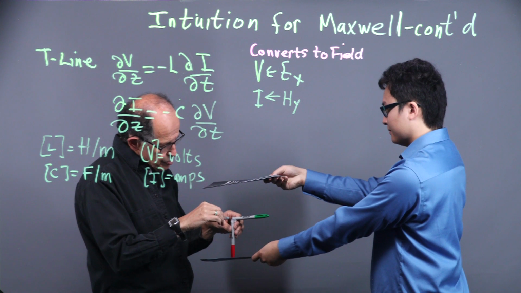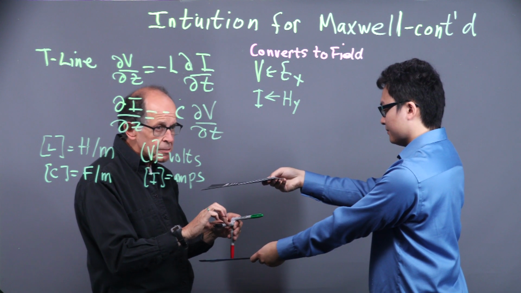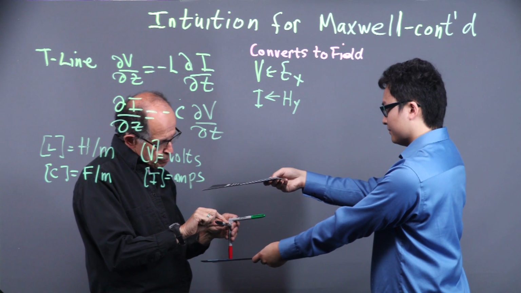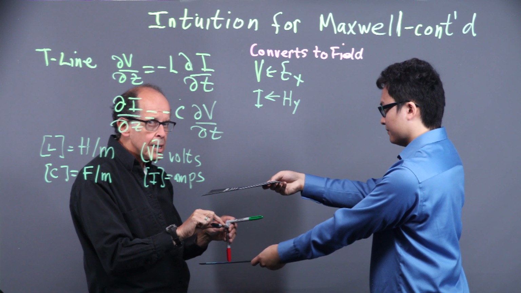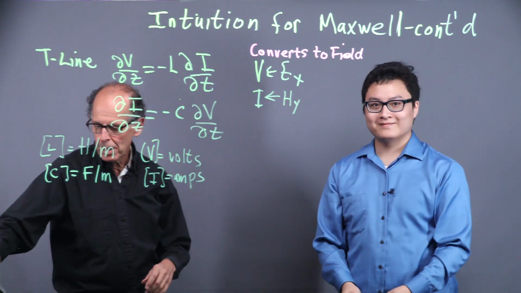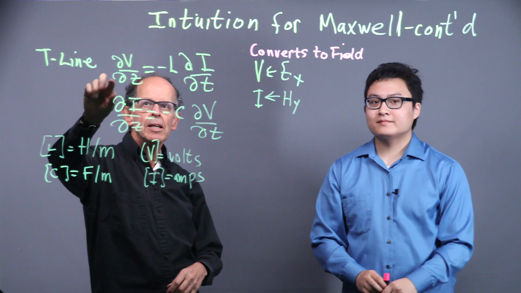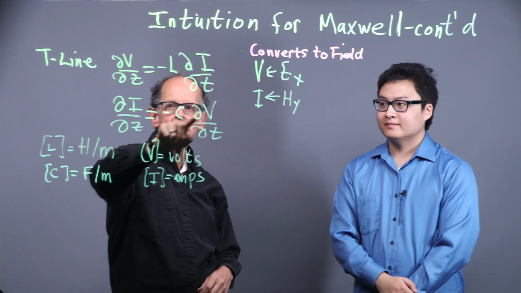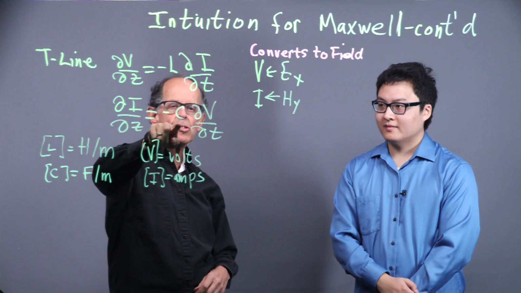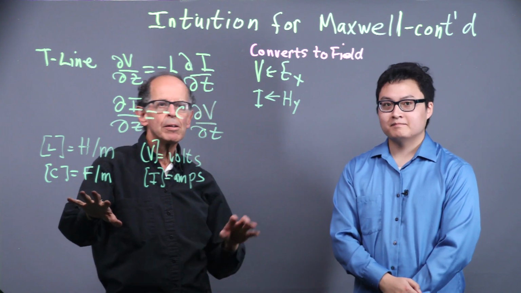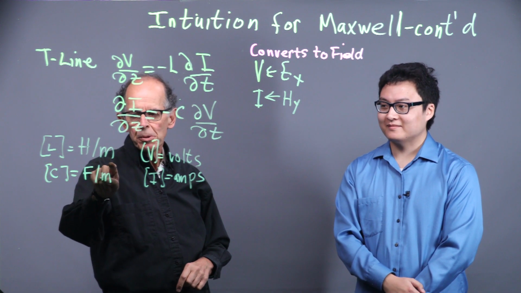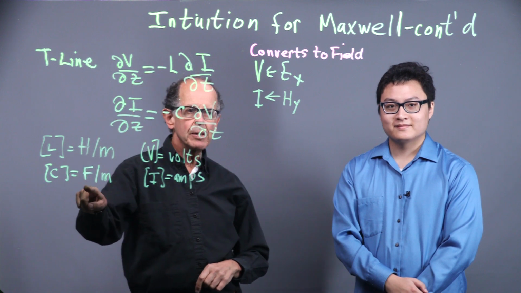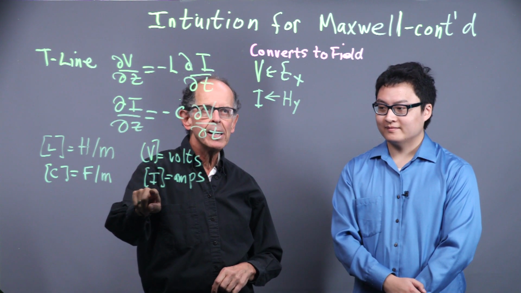And we did the analysis in the previous intuition video, the magnetic field, black, in the plane perpendicular to the plane of the red and green pen, that's HY. So I is going to be replaced by HY. Now let's look at our equations for the transmission line. Here they are, lossless: dV/dz is minus L dI/dt, and dI/dz is minus C dV/dt. What's important are the units. L, inductance per length, henries per meter. C, capacitance per length, farads per meter. V in volts, I in amps.